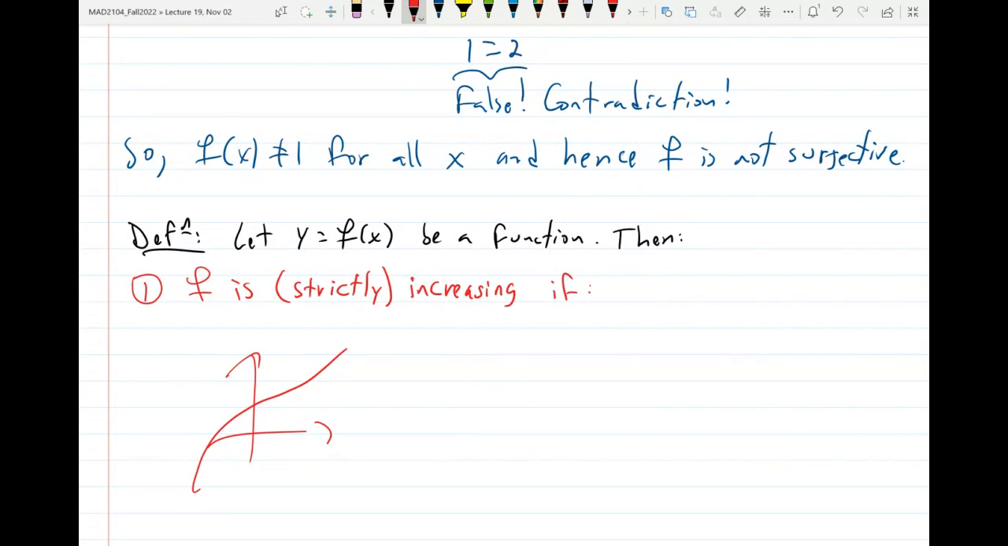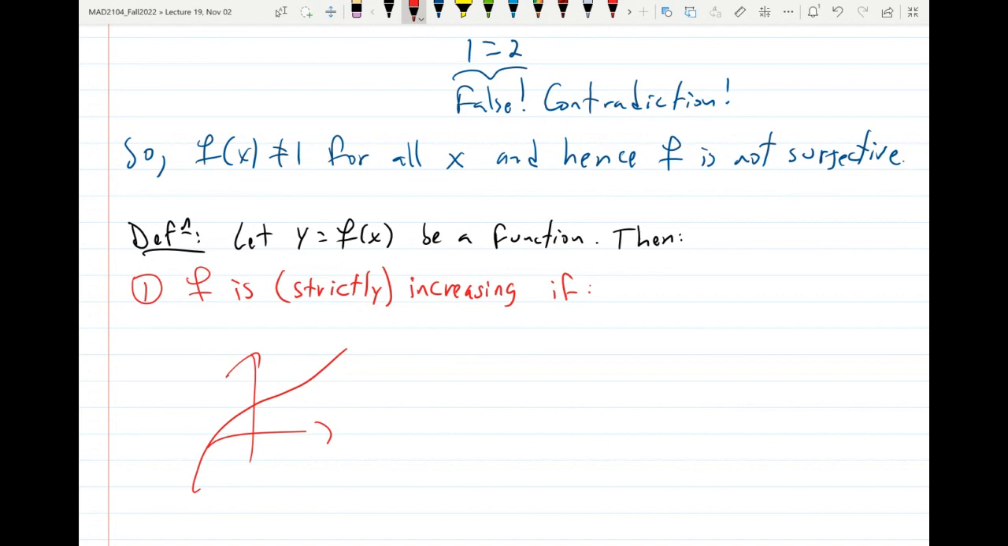You look at it from right to left, it's going down, right? So when you read a graph from left to right, how do you say that you're moving from left to right? You use the x-axis. That means x1 is going to be less than x2, okay? And then how do you say that you go up? That's the y-axis. So f of x1, the y1, is going to be less than y2, okay?